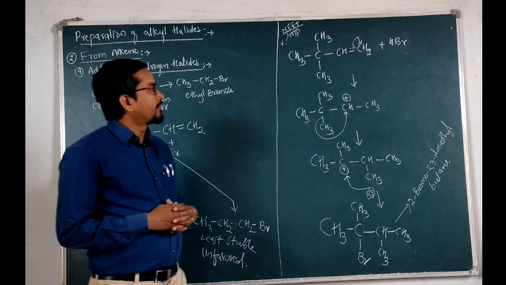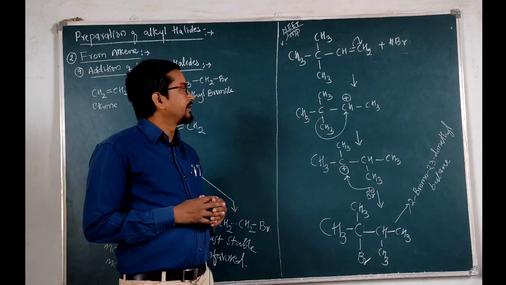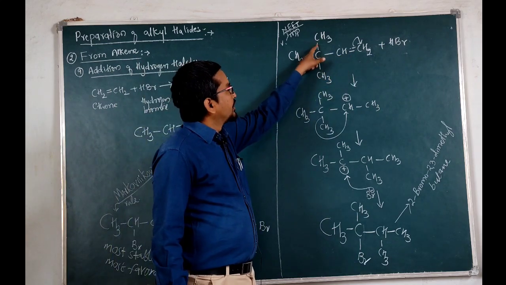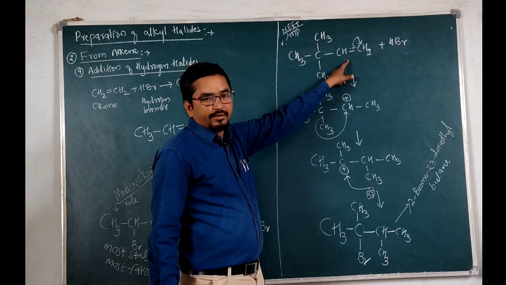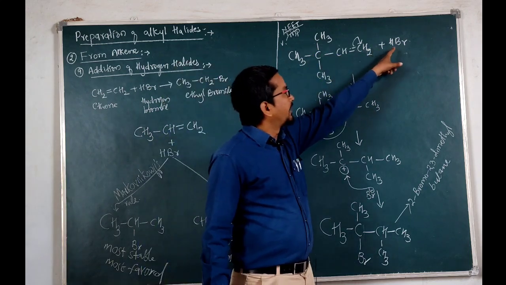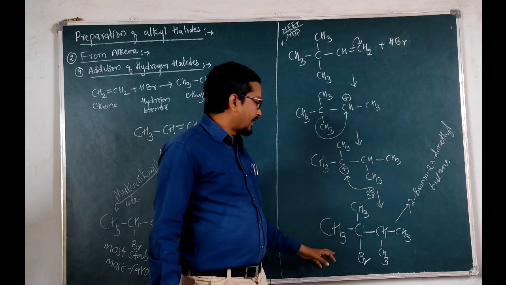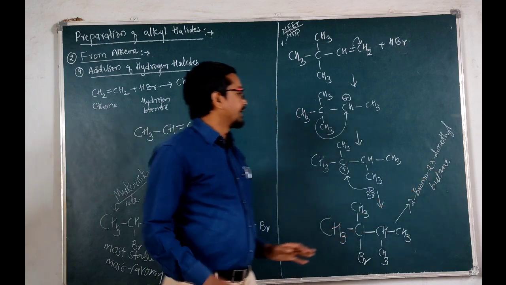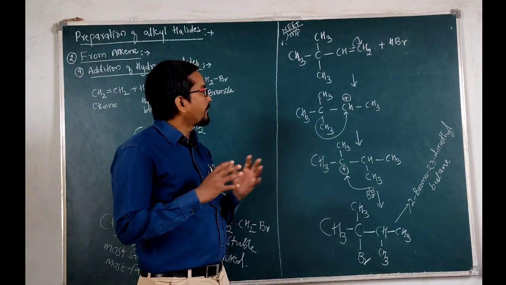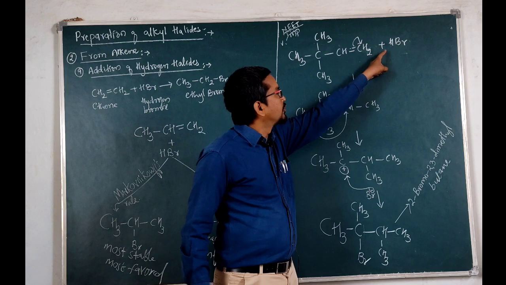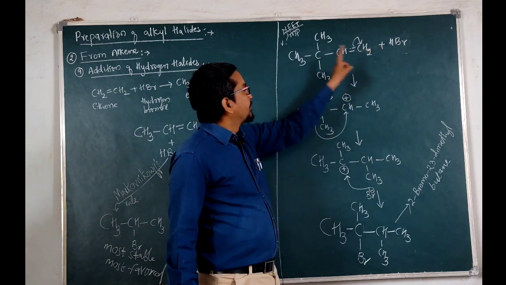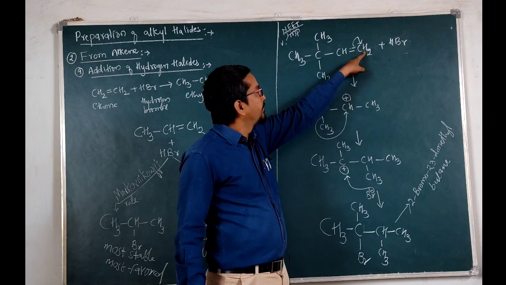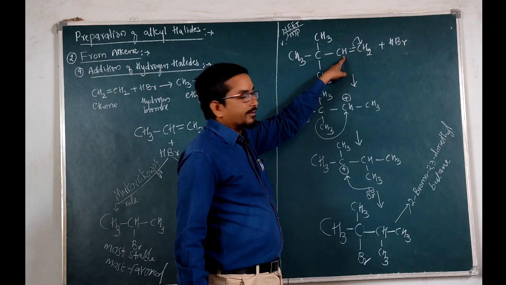Now, let us take an example of an unsymmetrical alkene. The name of this compound is 3,3-dimethylbutene. Upon adding hydrogen bromide, we get a product like this, 2-bromo-2,3-dimethylbutane. What is happening here? According to Markovnikov's rule, the positive part of the reagent goes to this carbon atom because it contains the greater number of hydrogen atoms, and it will form a carbocation here.